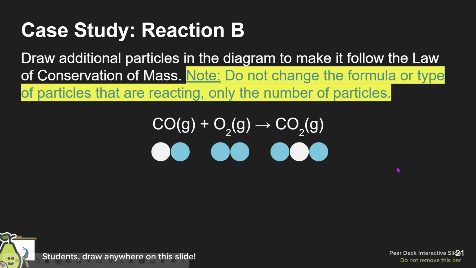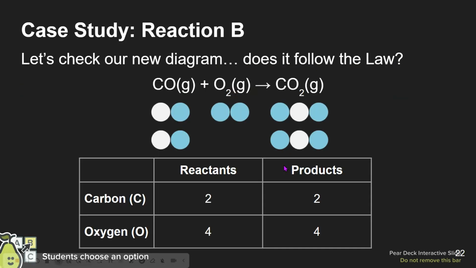But don't change the formula. We couldn't just go in here and add in another carbon. That wouldn't make sense. Or add in another oxygen. That wouldn't make sense, because then you're changing the type of substance. But what we can do is add in more of each of the molecules as needed. So don't change the formula or type of particles, just how many particles react. So if you notice here, an additional carbon monoxide has been added, and an additional carbon dioxide has been added.